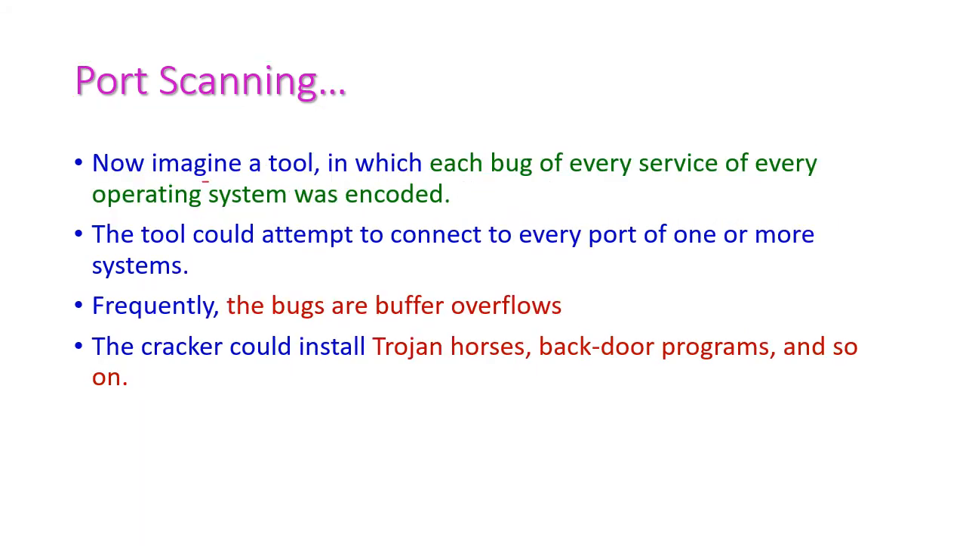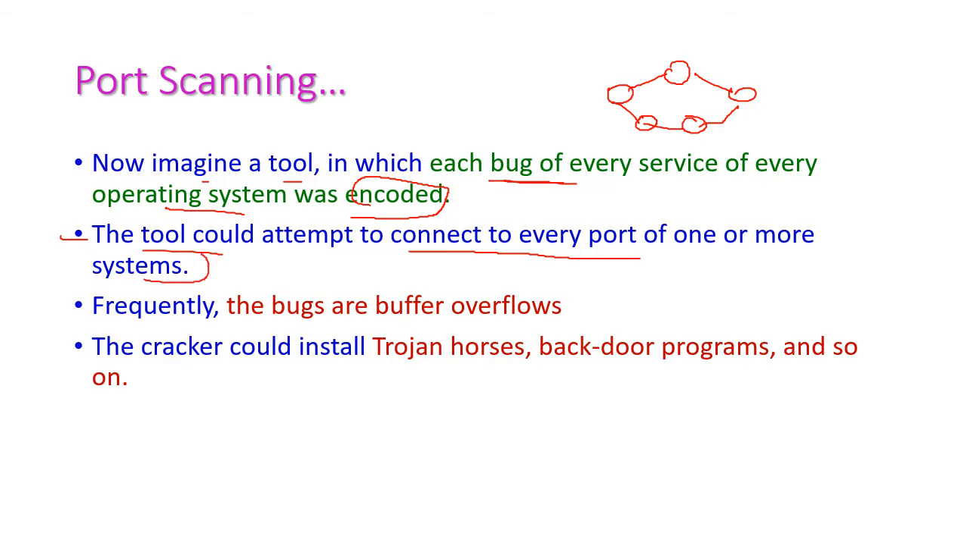Now imagine a tool in which each bug of every service of every operating system was encoded. That is, all the systems which are connected in the network will come under the control of the attacker. Then the tool could attempt to connect to every port of one or more systems, and the bugs are buffer overflows. The attacker can easily install Trojan horse and backdoor programs on all the systems which are connected to the internet, right?